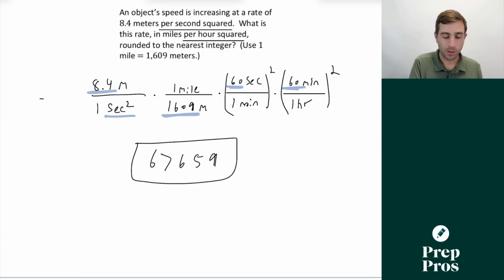But if you remember, we always have to cross cancel our units. You really can set these up because even if you aren't sure about which place they should be going, you can always make sure our meters are canceling out, our seconds squared are canceling out, and then our minutes squared are going to be canceling out, and we're going to be left with our miles per hour squared, and that's going to let you see that you've solved it properly.